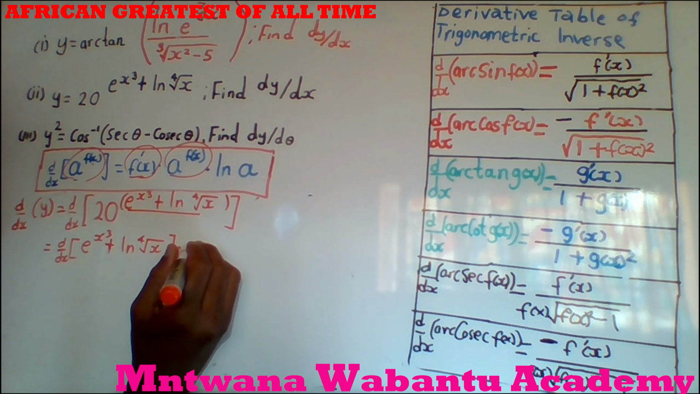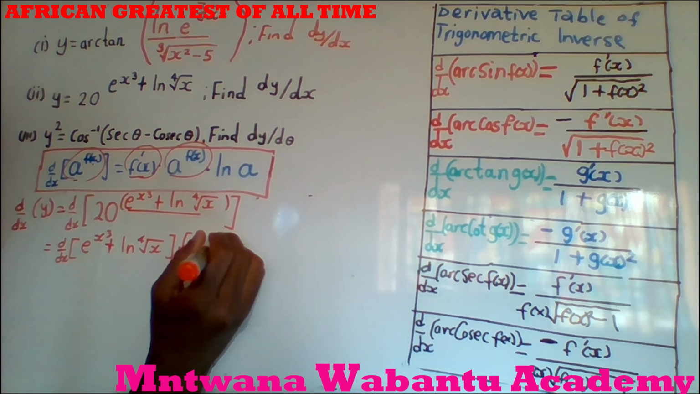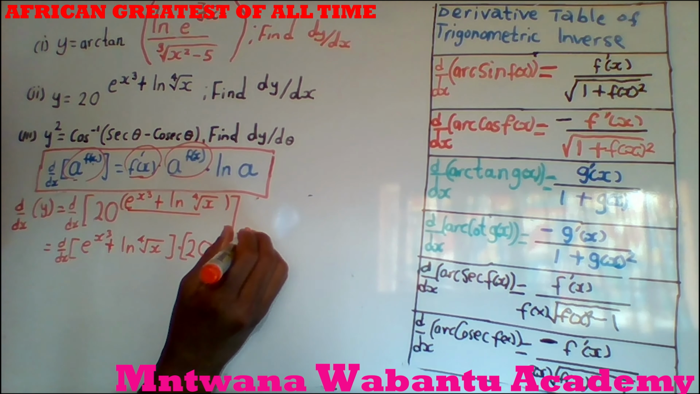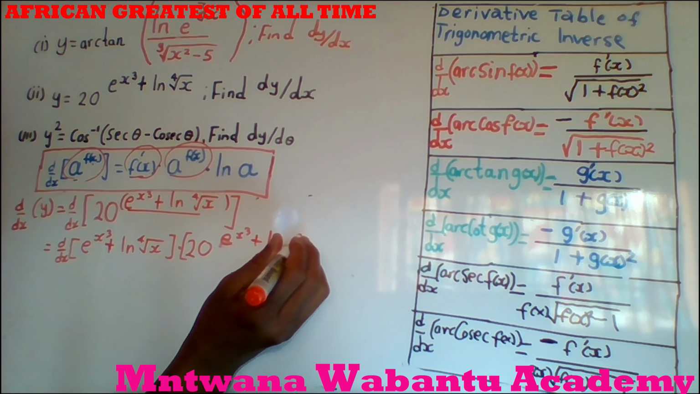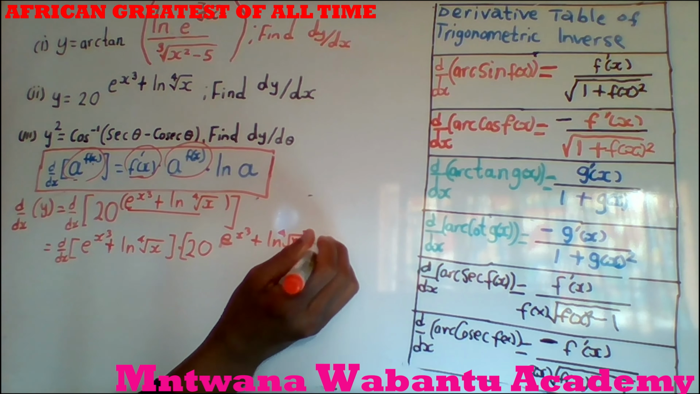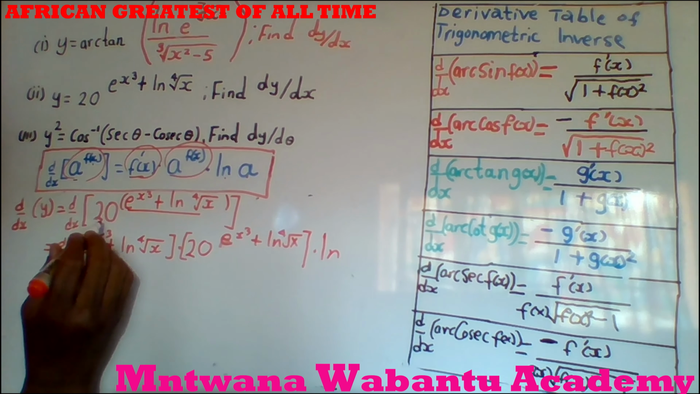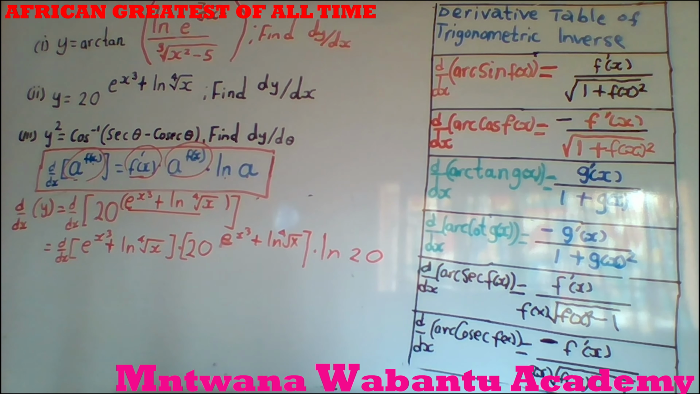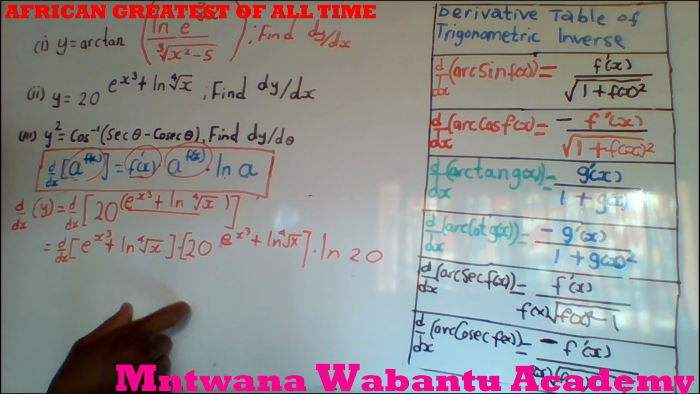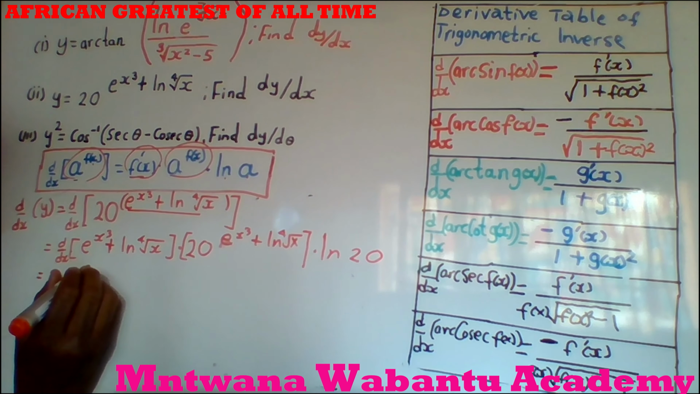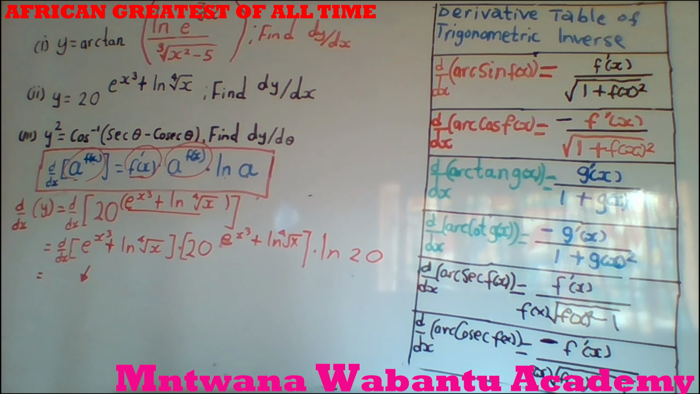So what is exactly for this case? 20 to the power e^(x^3) plus ln of the fourth root, and then ln of a. What is a? A is just 20. So now, the next step: I can take this separately and try to solve here. Let me take only this one, then differentiate, then I'll write the answer back.